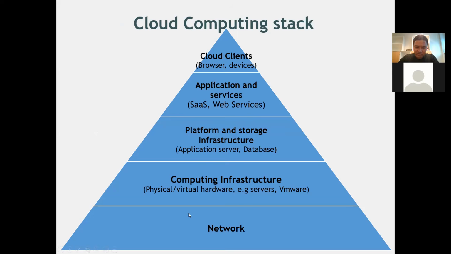So at the bottom level, you have the network connection, and then you have the computing infrastructure, where there is another software layer, which can be VMware or a hypervisor, and physical hardware, which is a computing infrastructure. And then platform and storage infrastructure is there, like database, storage, and application server. And on top, there are software as a service or web services. And finally, the cloud is used by the client via the browser or via devices. So this is a cloud computing stack.